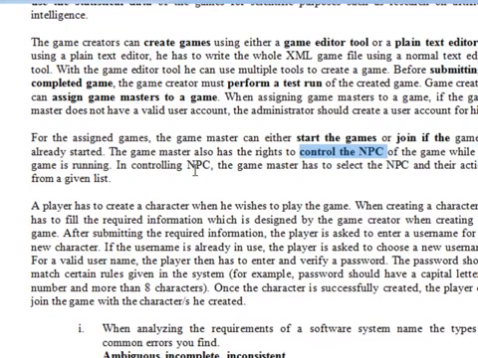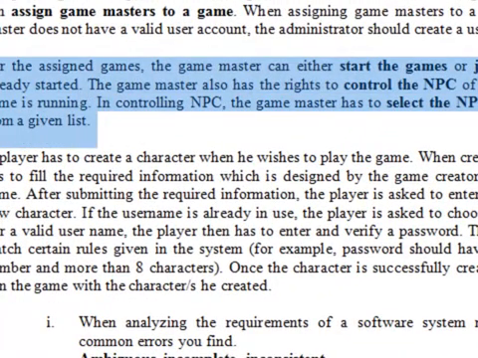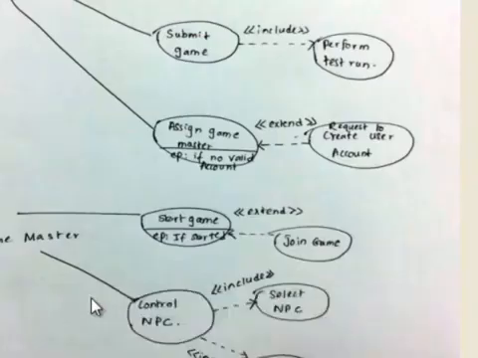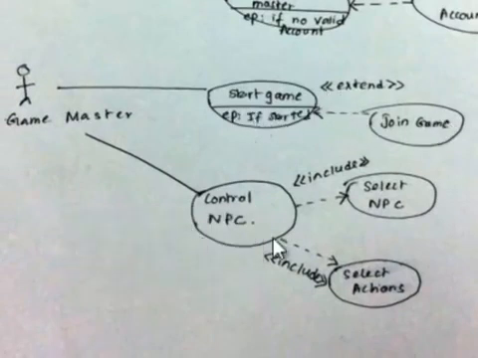And also it says the game master has the right to control the non-player characters. So in controlling non-player characters, the game master has to select the NPC and the actions from a given list. So he needs to select the NPC, and also he needs to select the actions from a given list. This is when we are talking about the game master. So if you go to the diagram here, game master can start a game and join a game with this extend or extension point, and then he can control the NPC, and he has to do two main important things: select NPC and select actions, which we can indicate using include relationship.